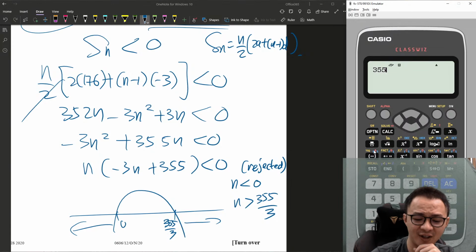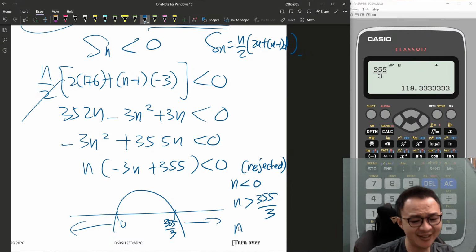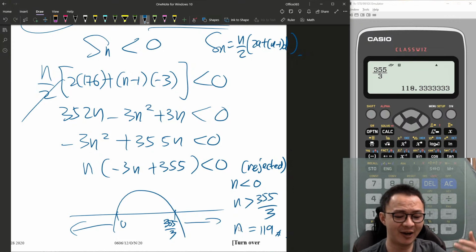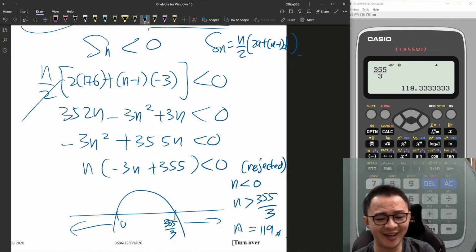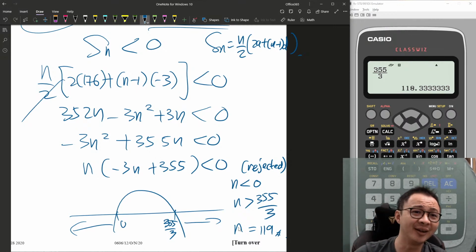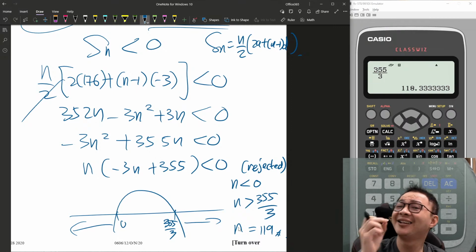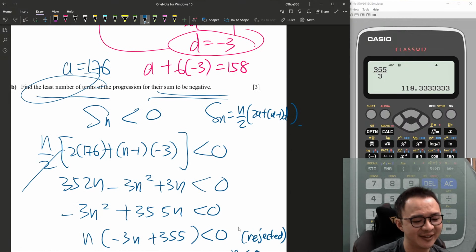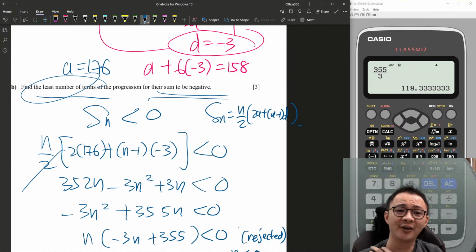Then 355 over 3, definitely I can get some number. So the least value of n here, least value mean the minimum of n value I can get here, will be 119, isn't it? Because n must be bigger than 118.33. That means it can be 119, 120, 121, 122, 123, 124, and keep on going. But among all these values, the least value you can get is 119, isn't it? This is the meaning of least number of the term. Okay? Get it?